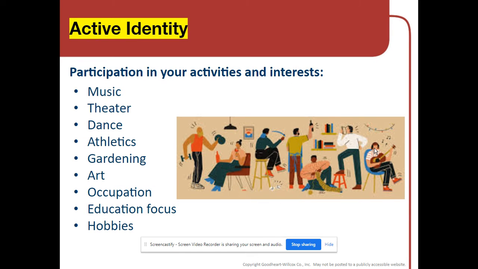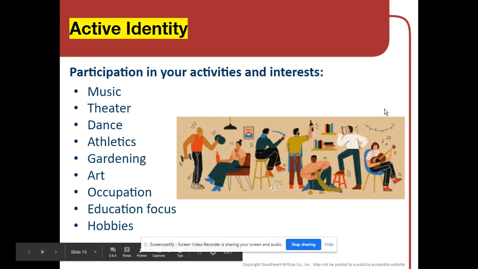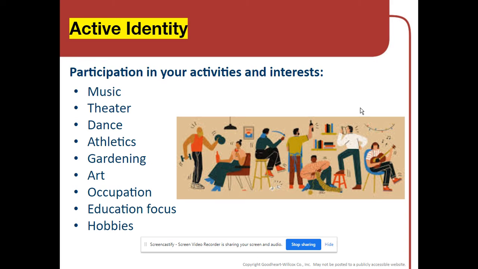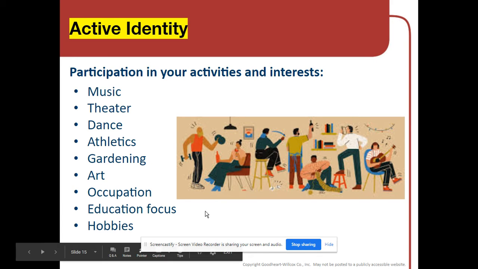Your active identity is based on the participation in your activities and interests. Maybe you're in a music group or theater or athletics, or you have hobbies like gardening, or you're into art or video games, or maybe what your job is, or what schools you go to, or hobbies that you have.